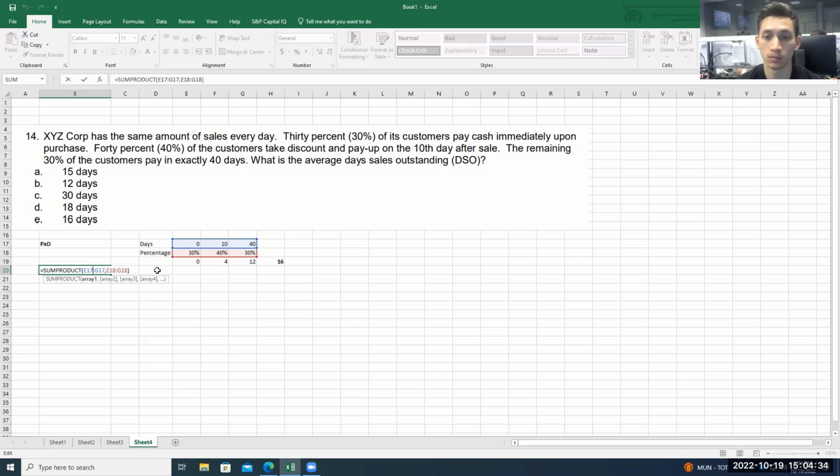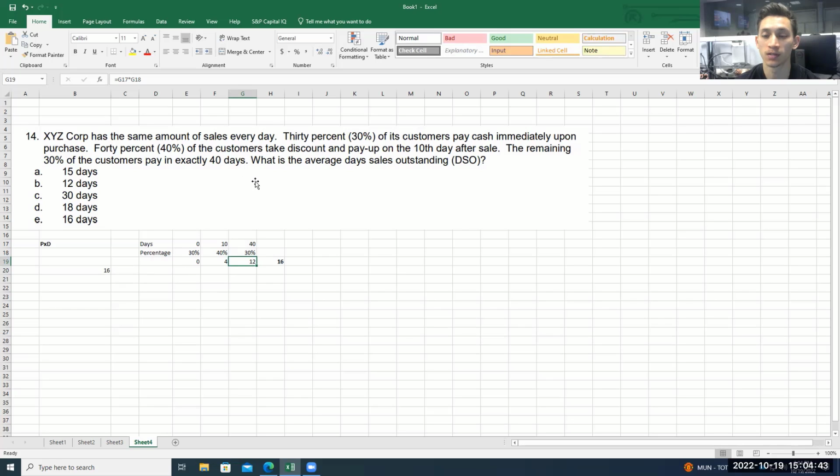Good. Now, I want to know why the people paying immediately didn't just pay in 10 days and get the discount. Yeah, because that's their option. Yeah, that's smart.